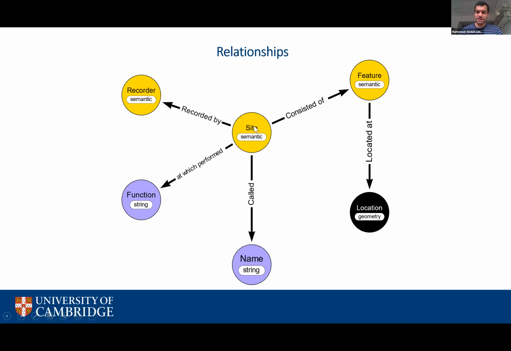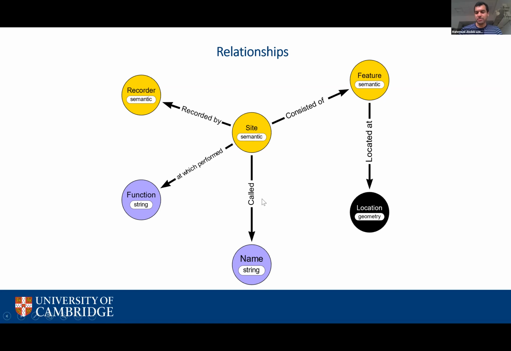So here we have the site, name, function, and recorder. We have the feature and the location. And as you can see, now we can see some information written on the relationship itself. So the site is recorded by the recorder, and the site is called the name, and it consists of feature, which is located at location.